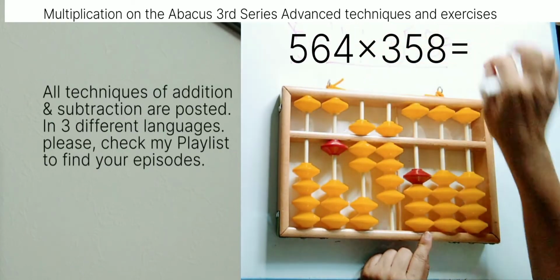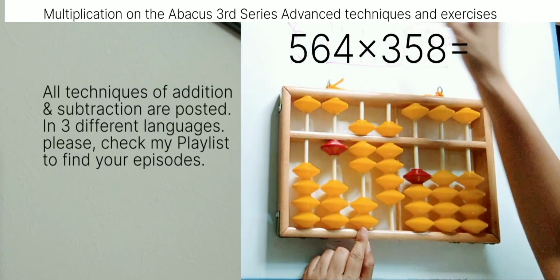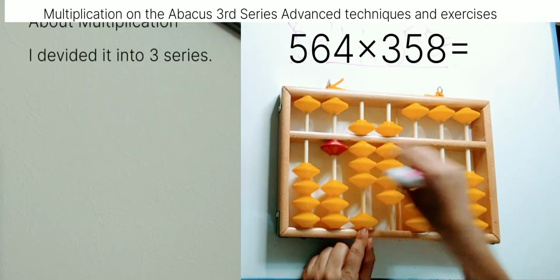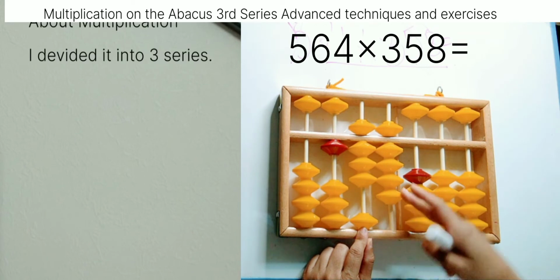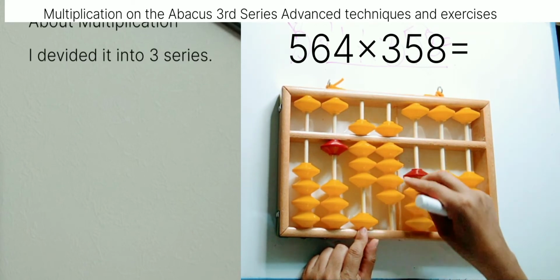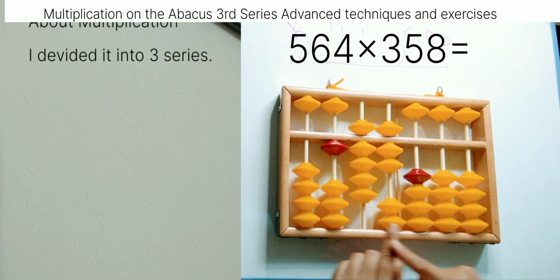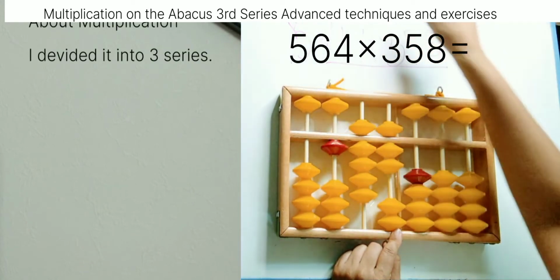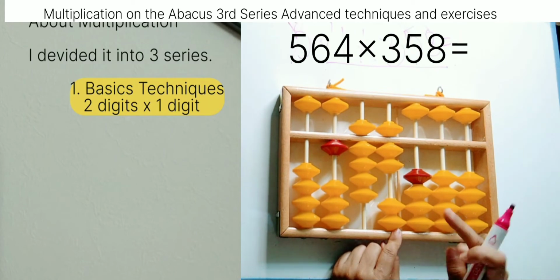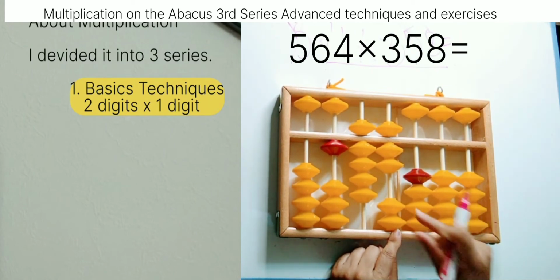Next is 5 digits starting from this rod. 6 3s are 18. So for 8 we don't have beads here. So I'm going to reduce this one and borrow this one. I added 8 here. Change. 6 5s are 30. So we have only 2 here.